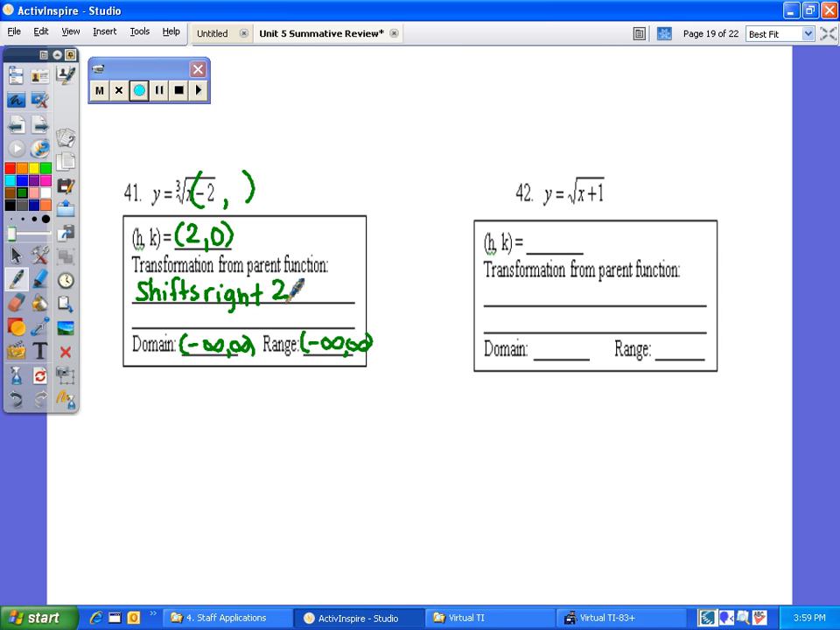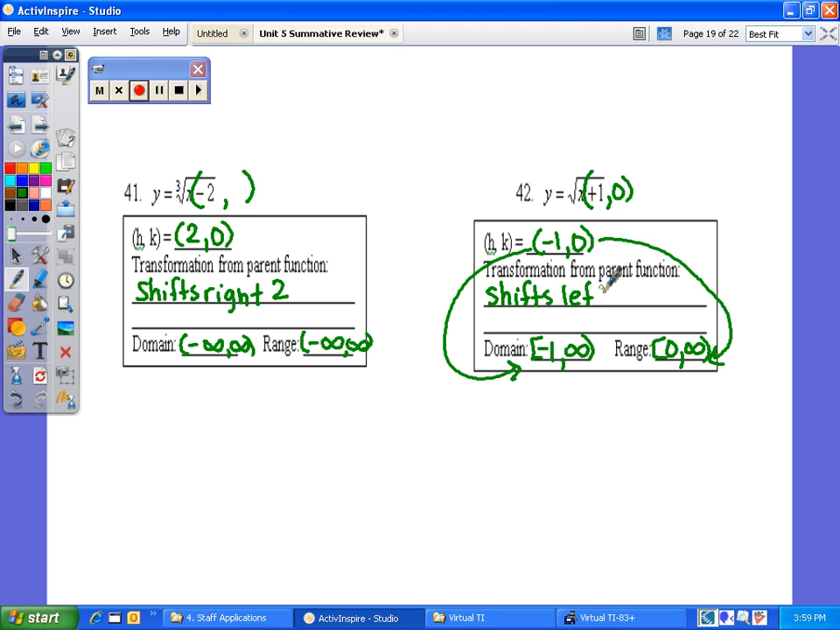Alright, the next one is a square root, so I need my vertex to do the domain and range. So it's opposite of this number, second number is 0. So the first number of your vertex goes for domain to infinity, and the second number of your vertex goes for range. Now there's nothing going on with this square root function except that opposite of that it moves to the left. Alright, so remember that for square roots the domain and range come from the vertex.